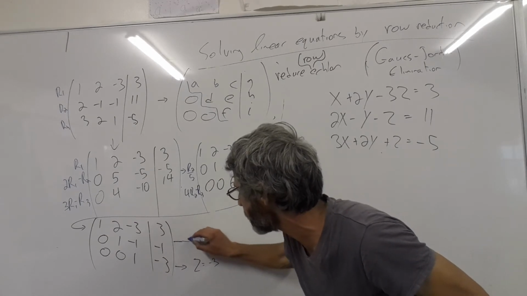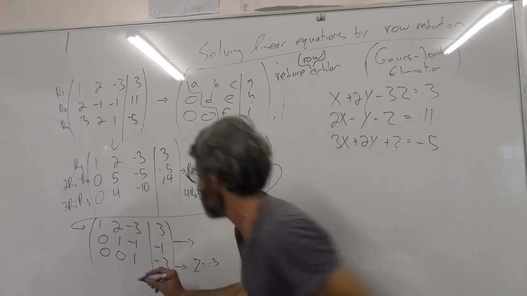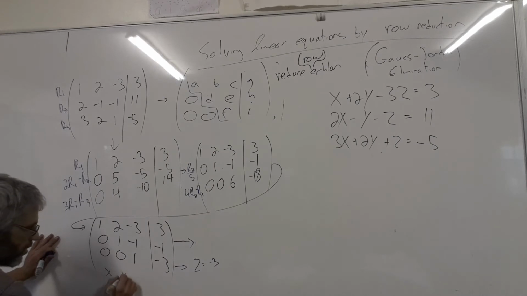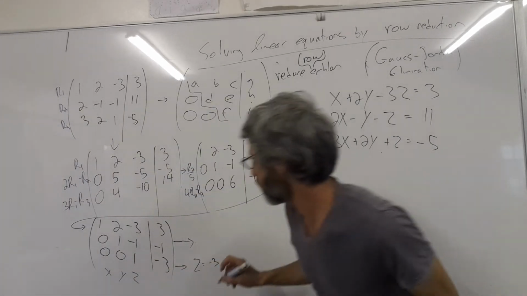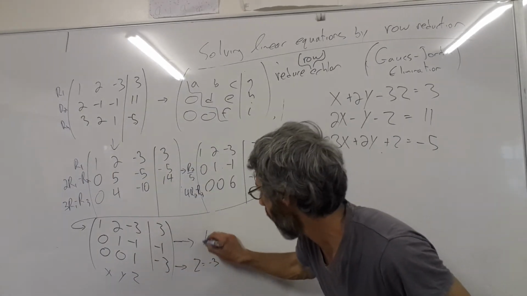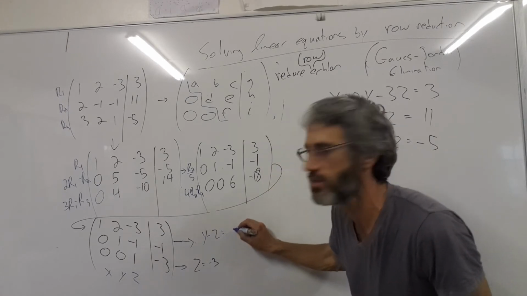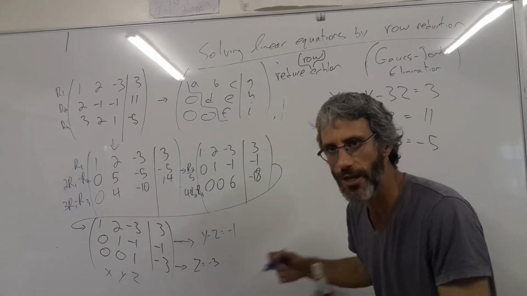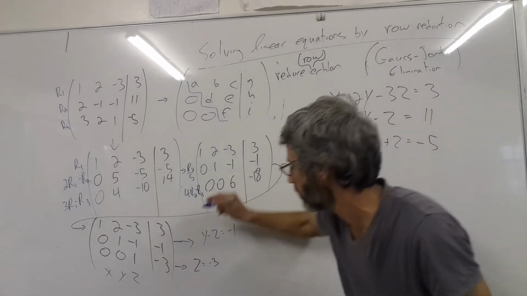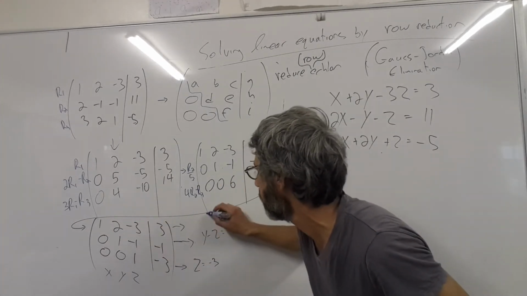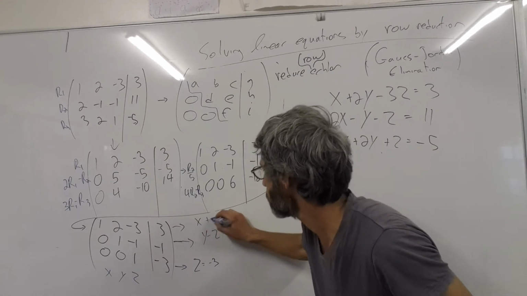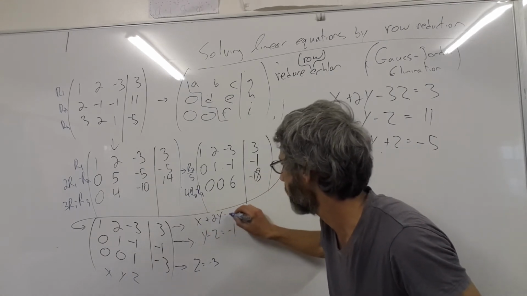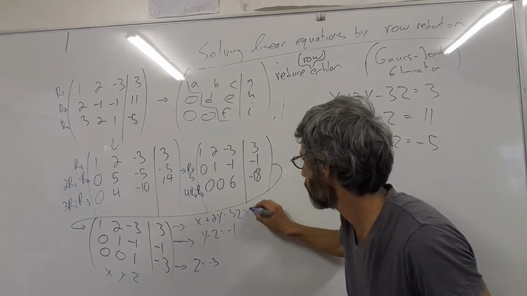This one, what does this then tell you? Remember this is your X, this is your Y, and this is your Z. So this row tells you that Y minus Z equals minus 1. Can you see it? I'm trying to teach you how to read these equations. This one will tell you that X plus 2Y minus 3Z equals 3.